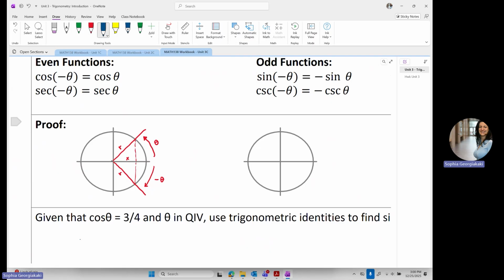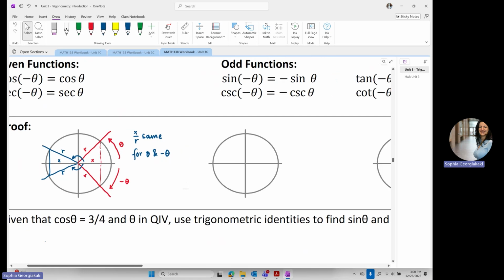Of course, it doesn't have to be in quadrant 1. It could be that I have a theta here in quadrant 2, and the minus theta will be the symmetric in quadrant 3. But again, these still have the same x divided by r. So x divided by r is the same for theta and negative theta.